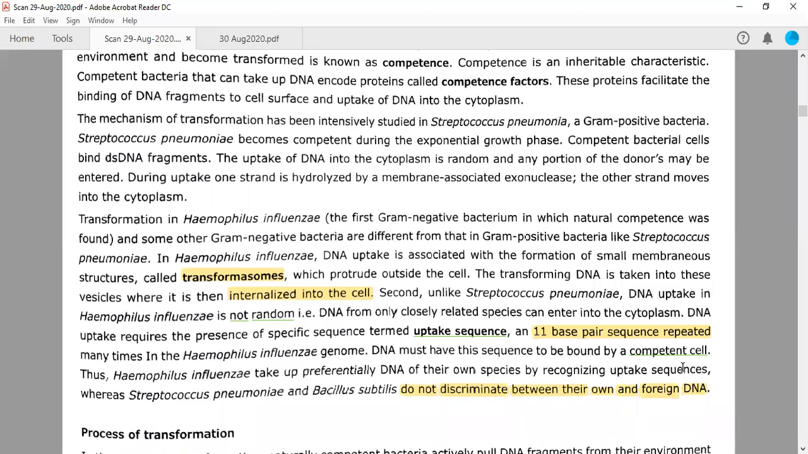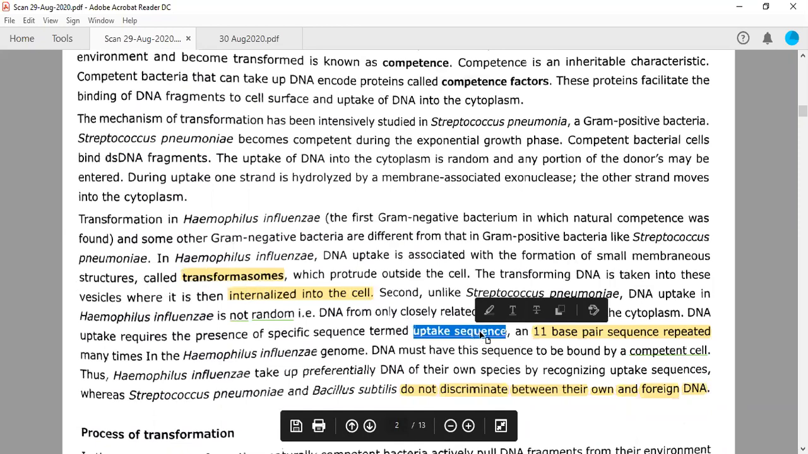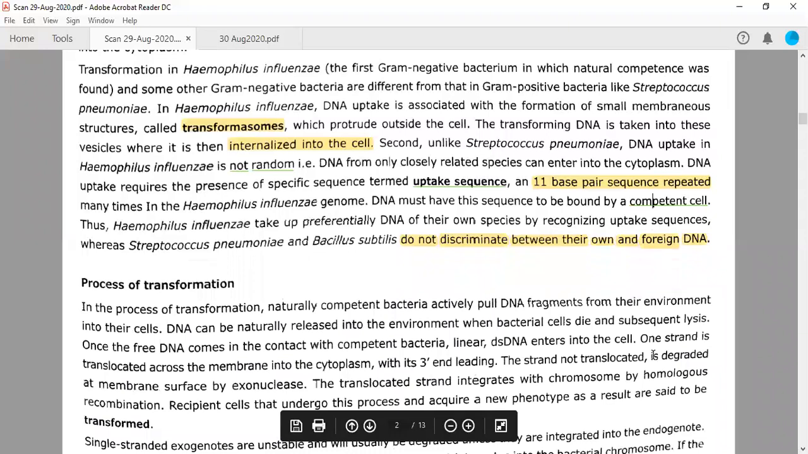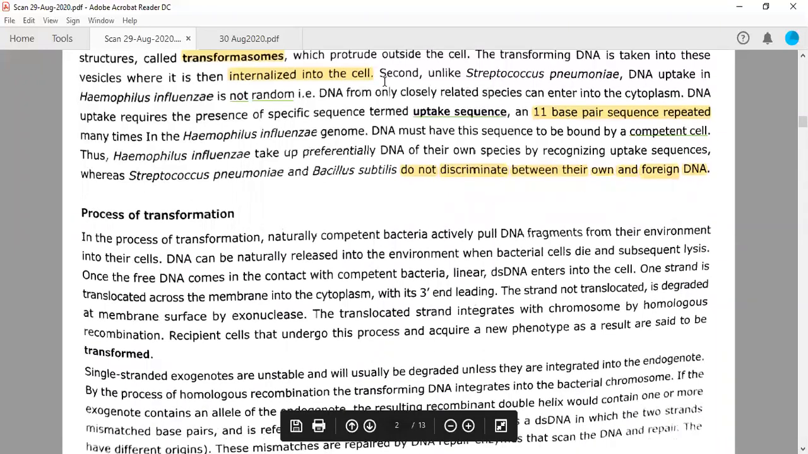This is not random. This will take place with the formation of some transformasome-like structures, which are vesicles protruding outside of the cell, and they help internalization of the exogenote or some fragment of the DNA inside the bacterial cytosol, right? And in gram-negative, because this is very selective, not random, because of these uptake sequences, which are 11 base pair repeats, they should be present, and they help ensure that closely related species can only exchange the genetic material.